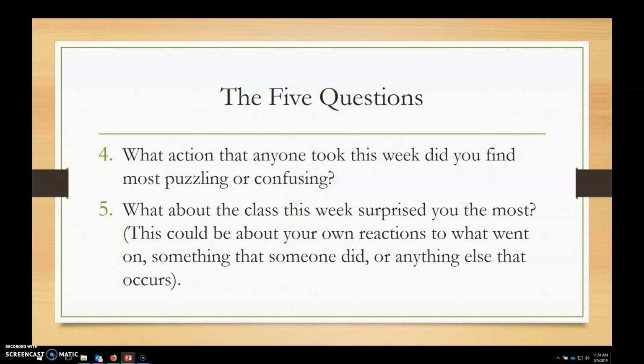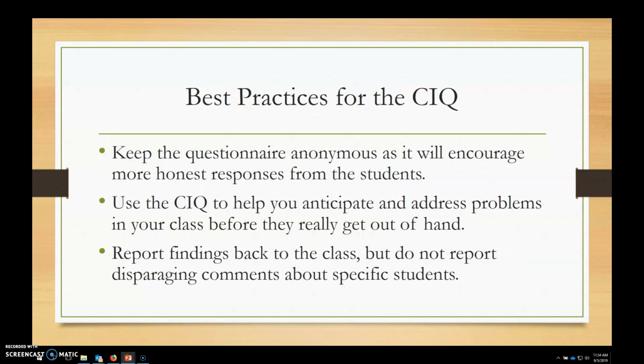So you take these 5 questions, give them to your students on the form, and then you want to summarize those responses. So there are some best practices for using this CIQ tool. First of all, as mentioned before, you want to keep the questionnaire anonymous. So tell the students not to put their names on it. This allows for more honest responses from the students, less fear that the teacher will react negatively to anything that is put in there.